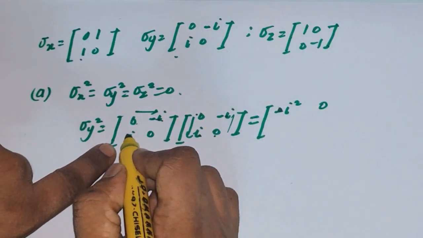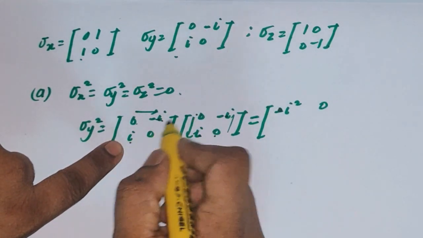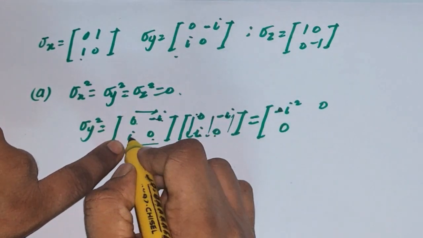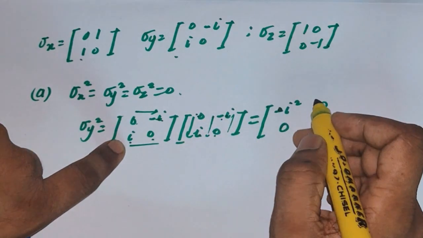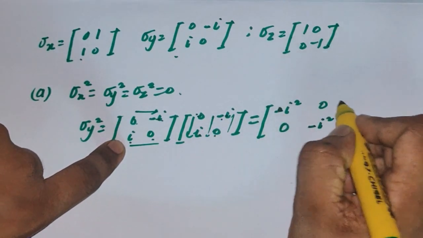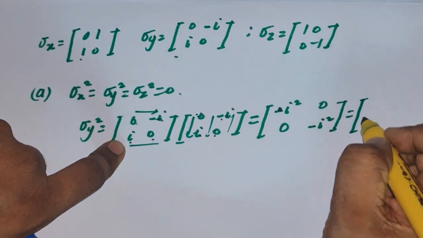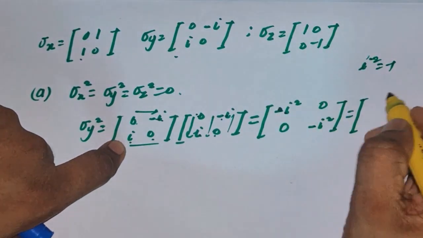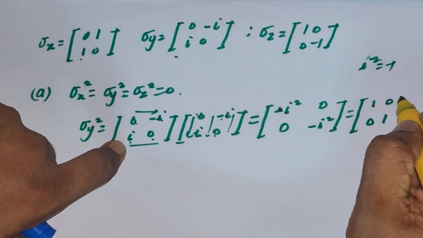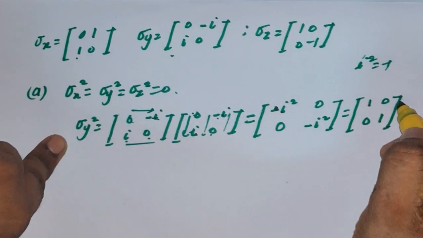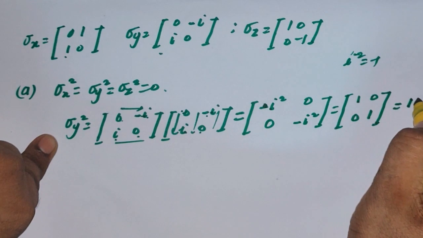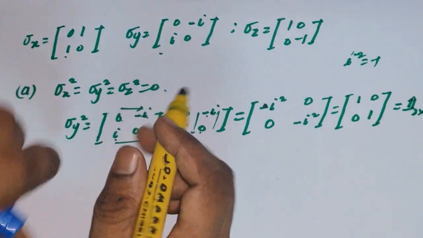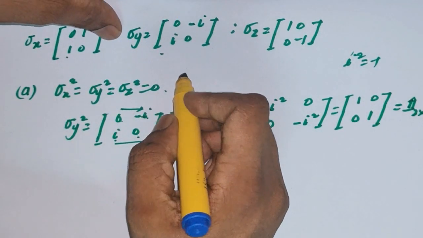The second row, first column gives i times 0 plus 0 times i, which is 0. The second row, second column gives i times minus i, which is minus i square. We know the i square value is minus 1, so minus times minus gives plus: 1 0 0 1. In general, sigma y square is equal to the unit 2 by 2 matrix, so it is not equal to 0. So the first statement given is a wrong statement.